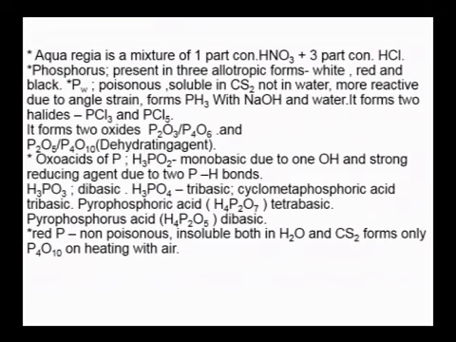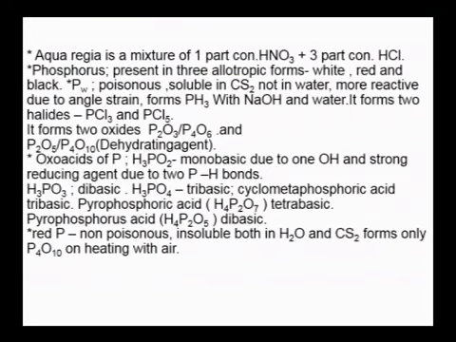The next one is cyclometaphosphoric acid, (HPO3)3, it is tribasic. The next one is pyrophosphoric acid, H4P2O7, it has four OH groups, hence it is tetrabasic. The next one is pyrophosphorous acid, the formula is H4P2O5, it is dibasic due to the presence of two OH groups.